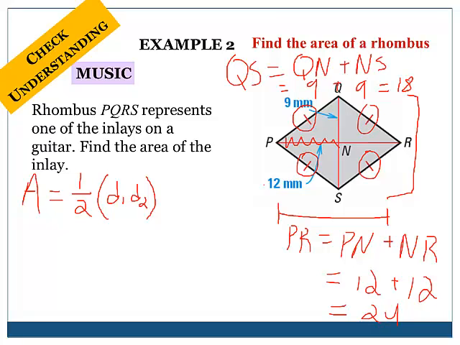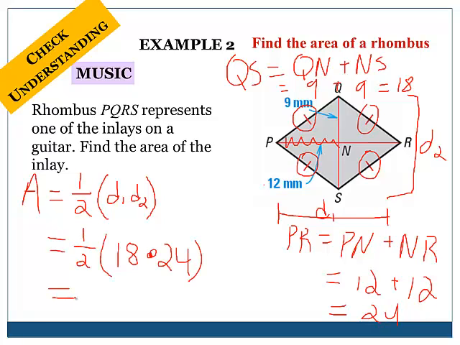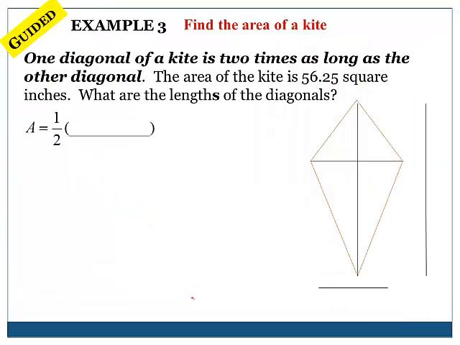Since we now have the entire length of our diagonal 1 and our diagonal 2, we can come over here to the area formula and simply plug them in, which will give us a total area of 216 millimeters squared. Moving on to example 3.